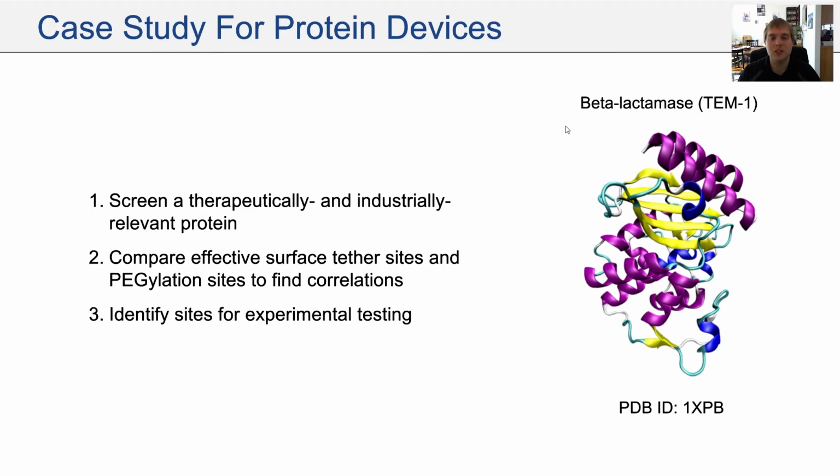We consequently chose TEM1. This protein is used in the purification of milk products and medicinally to stop allergic reactions to certain antibiotics. The other two aims seek to advance our understanding of folding behavior using an in silico screen. We want to compare and contrast well-performing sites using the two protein devices introduced previously. These are namely tethering and pegylation. And finally, with the results of our screen, we want to determine a rational design technique for identifying the best attachment sites for experimental testing for future applications.